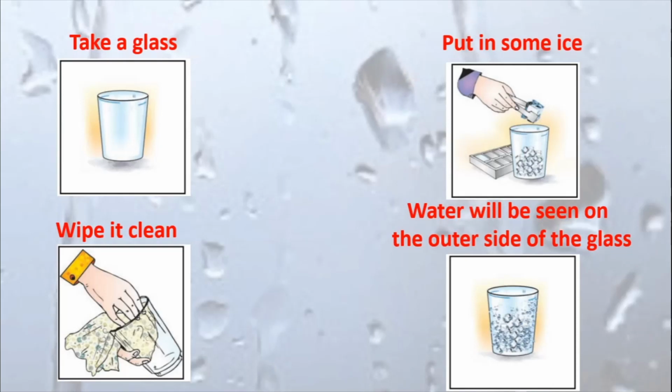So where did these drops of water come from? So there was no water outside, isn't it? We wiped the glass clean, we wiped the glass dry. So where did these drops of water on the outside of the glass come from? Isn't it a question sometimes you feel?